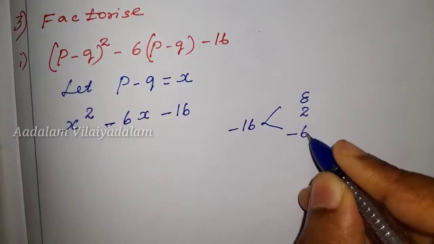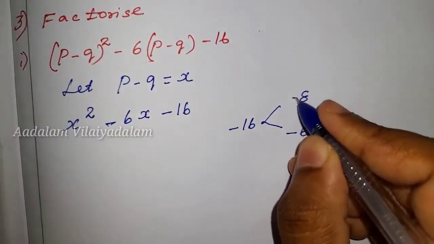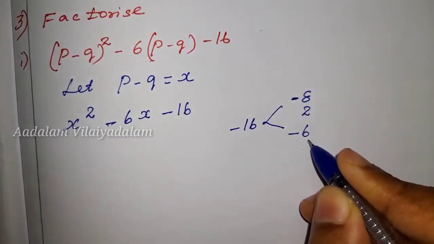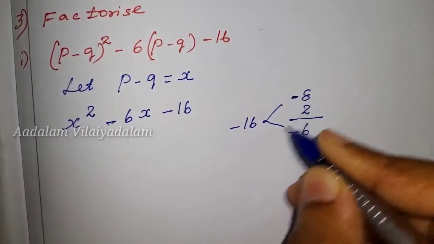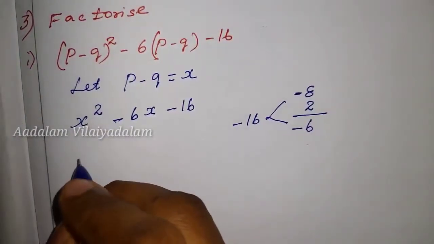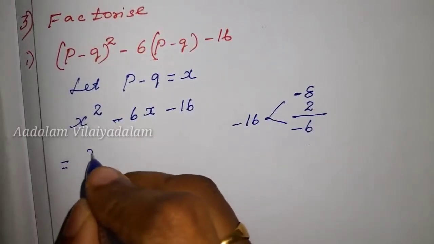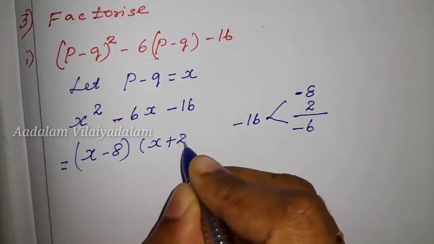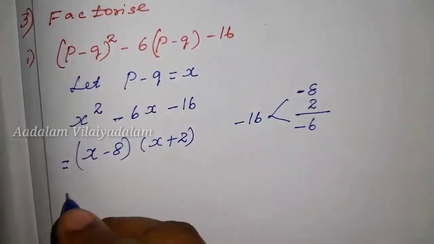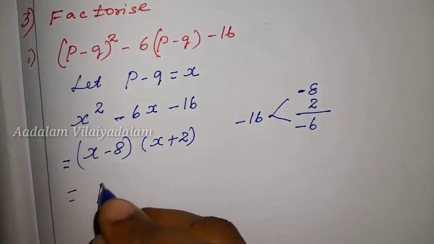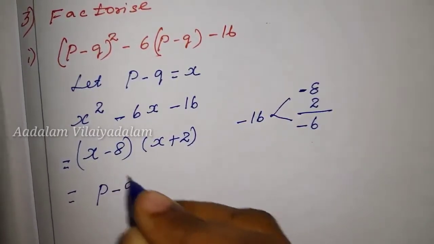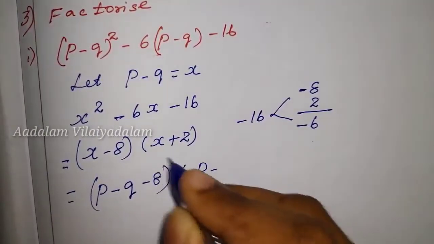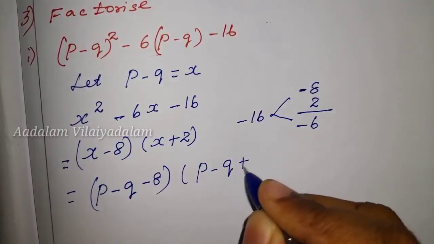Here −6 is there, so put the minus sign on the greater number. So −8 + 2, the answer is −6. In multiplication, plus into minus is minus, 8 times 2 is 16. So the factors are (x − 8) and (x + 2). Since x is p − q, instead of x we substitute: the first is p − q − 8. The second one is p − q + 2.